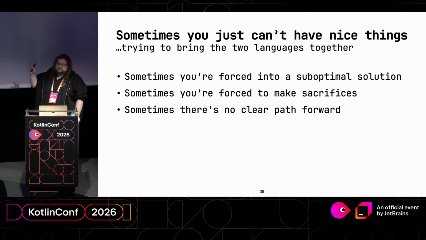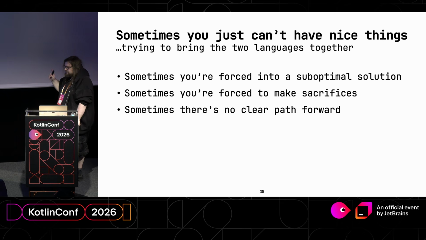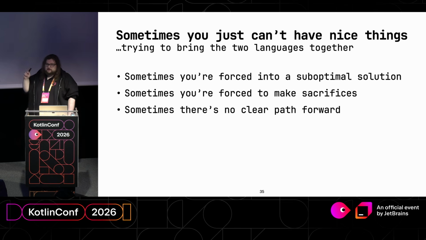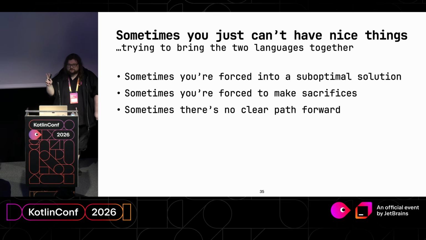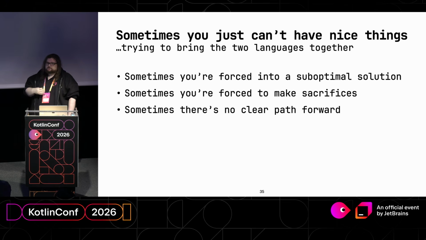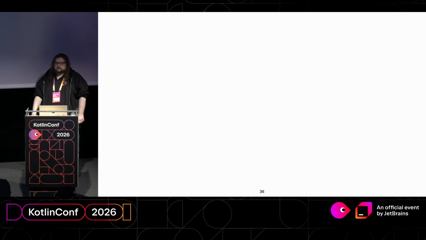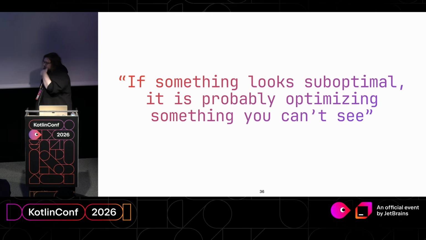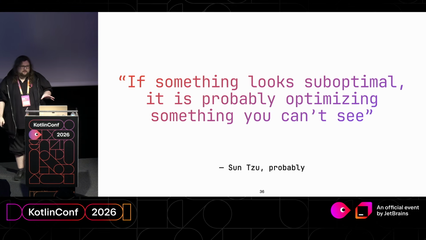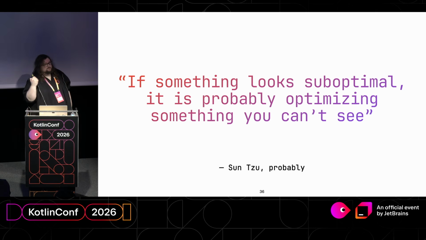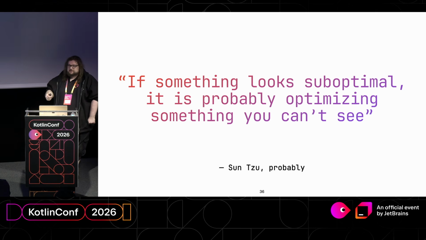You just saw three examples. One requires us to make things really ugly. Another requires us to sacrifice things and choose. And the third one just has no clear pathway forward. Well, as somebody said, if something looks suboptimal, it probably optimizes for something you can't see. And that's precisely the case for us. Sometimes we just cannot do that perfectly.